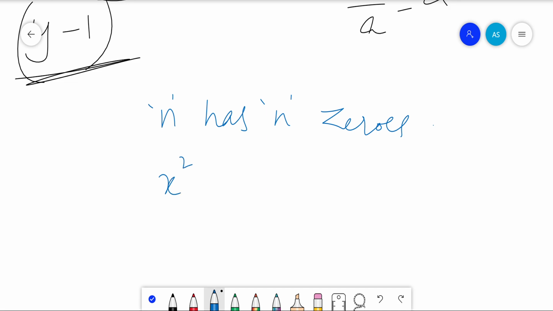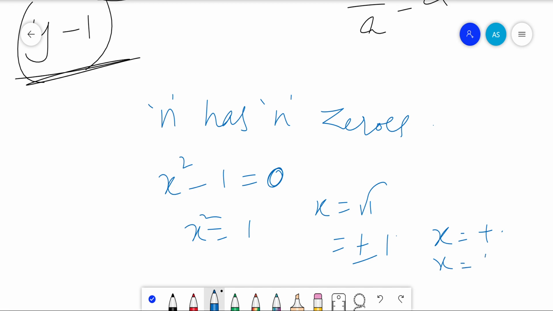Suppose x square minus 1. What is this? Second degree polynomial. How many zeros will it have? To find the 0, make it equal to 0. Then x square is equal to 1, and x is equal to root over 1, which is nothing but plus or minus 1. So x is equal to plus 1 and x is equal to minus 1 are the two zeros of the quadratic polynomial.